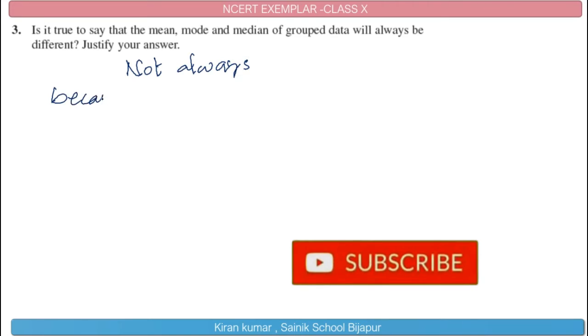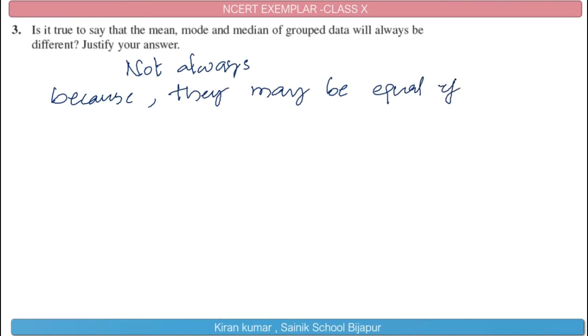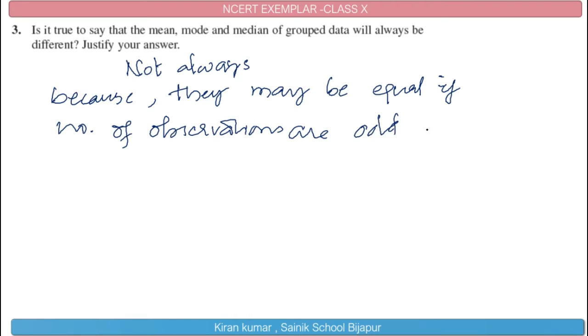because they may be equal if the number of observations are odd and are equispaced. You will have plenty of examples wherein we get mean, median and the mode of grouped data as the same.